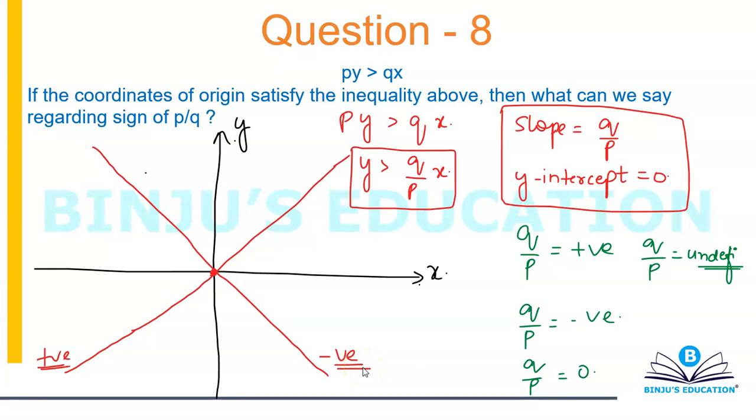Case number 3 is, if my slope is 0 and my y-intercept is also 0. Now whenever slope is 0, the line is supposed to be parallel to the x-axis, but since the intercept is also 0, my line would basically be the x-axis itself.